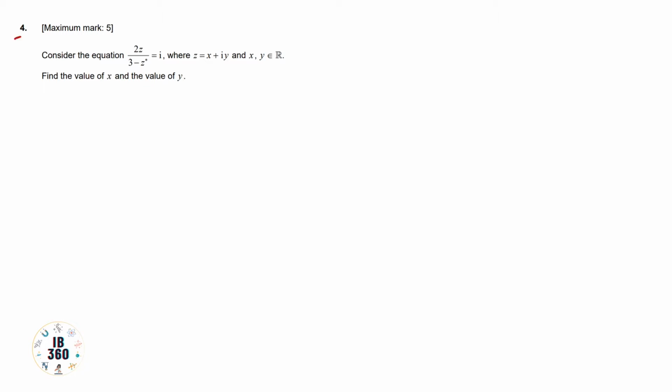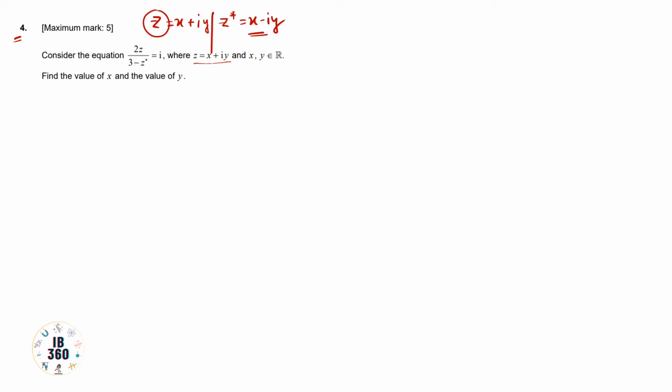So the fourth question is: consider the equation 2z divided by (3 minus z*) equals i, where z is given as x plus iy. Obviously, z is a complex number, and it is written as x plus iy. Then the conjugate, z*, will be x minus iy. This is the conjugate of z.